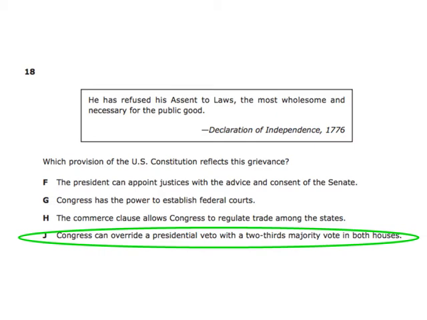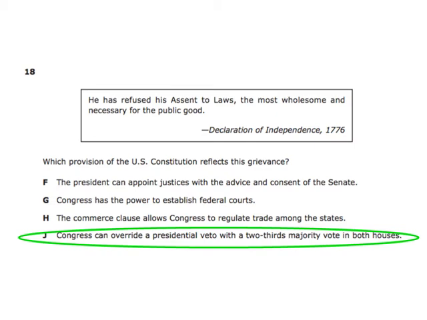And so this is saying here, which provision of the U.S. Constitution reflects this problem? Well, when we set up the U.S. Constitution, we made it so that the president can veto, which means basically say, heck no, I don't like it, it's not going to become a law, to any law that the legislators bring to his office to sign. He says, nope, I don't like it, even if you voted on it, I'm going to veto it, it's gone.